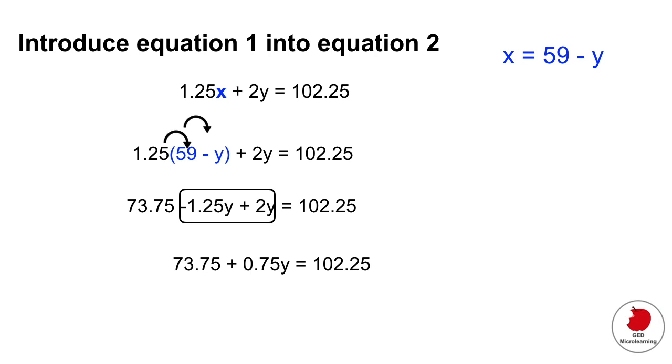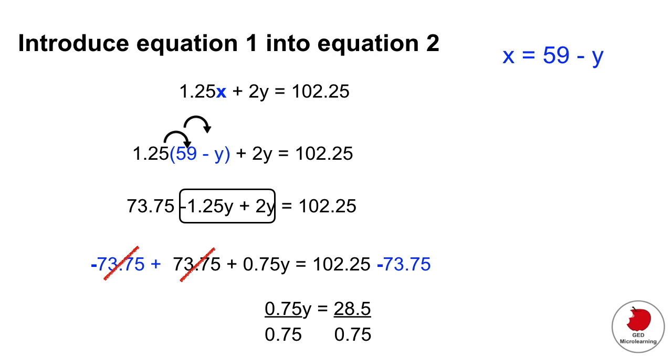Now all you have to do is isolate the y value here. So you would subtract 73.75 from the left side, and do the same thing on the right. That cancels out and gives you this number. Then to isolate y, you divide both sides by 0.75 as such, and that gives you that y is equal to 38.